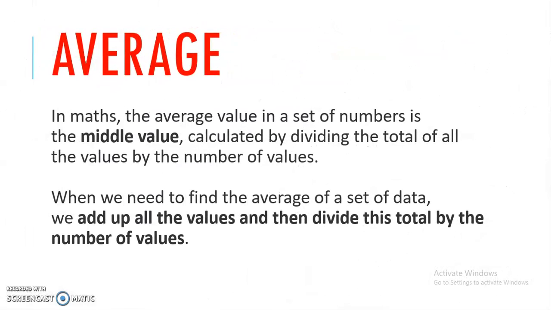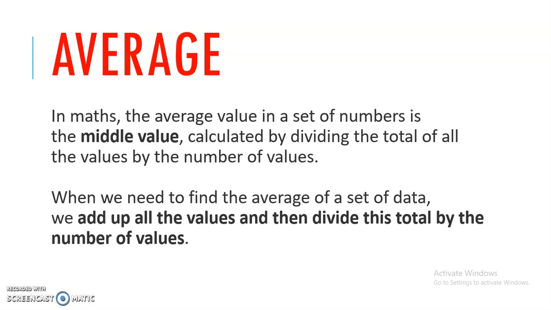Now this is our next subtopic, average. You must have heard of the word average. What is average? The average value in a set of numbers is the middle number. So if you have 5 numbers, the middle number is the average. If you have 6 numbers, the middle number is the average. And this is usually calculated by dividing the total of the values by the number of values. So you add and divide by the number of values.